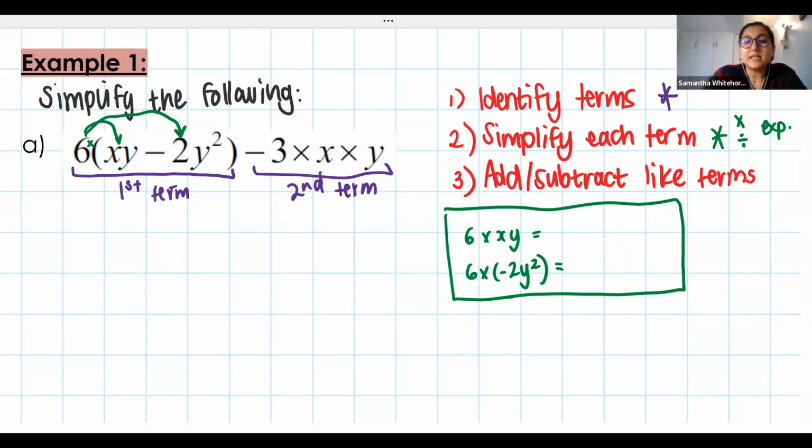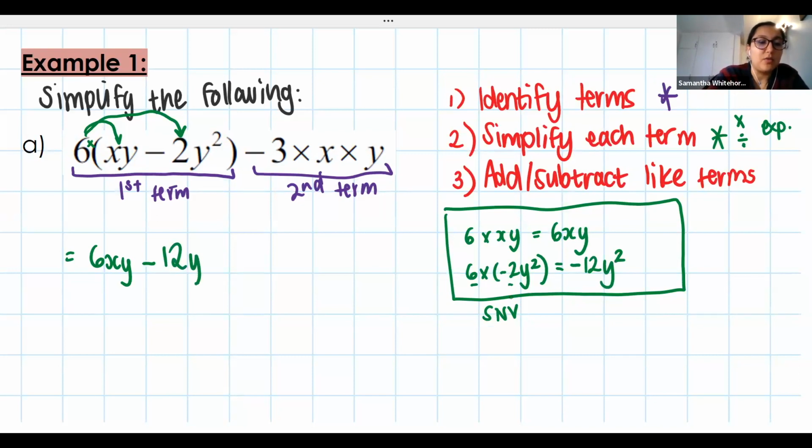So if we take 6 times xy, we just get 6xy. So that's my first term once I distribute. And 6 times -2y squared, I'm going to break this down, SNV. So signs, numbers, variables. Guys, we need to focus. A positive times a negative is a negative. 6 times 2 is 12. And then we've got the y squared. So this simplifies to -12y squared.